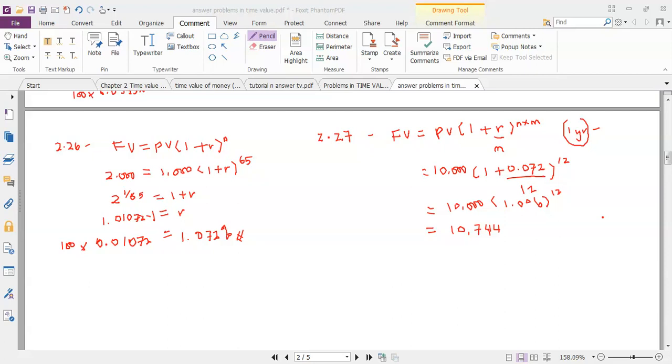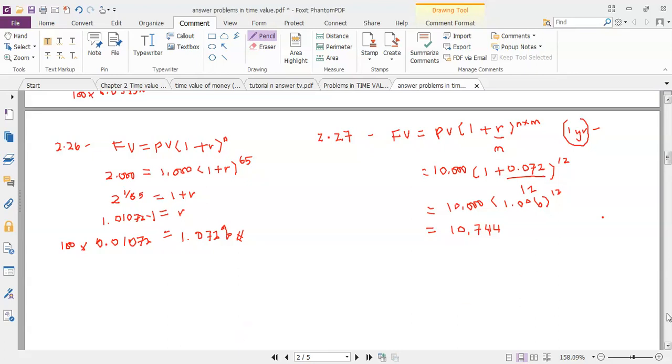1.006 to the power of 12 is 1.07445. So you multiply with 10,000, so you will get 10,744. That is the future value if we calculate for compounding monthly.